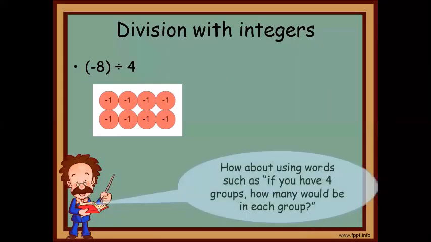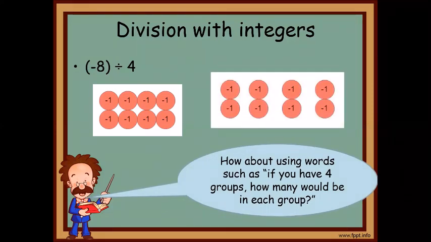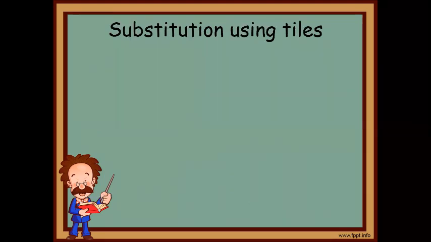-8 divided by -4. How many groups of -4? Oh, sorry, pardon me. That was the one I represented before, wasn't it? -8 divided by 4. If you have 4 groups, how many would be in each group? Very interesting. Again, it's the right language for the right situation.